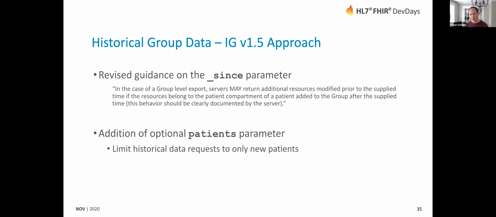But some systems, for example, let's say your bulk data server is doing a query to return all patients who are diabetic. It might not know who's been added to that group of patients since the last time a particular client requested data. And so we also added an optional patients parameter where clients can download a list of all the patients in the group to see who's a patient that they don't have historical data for, and then only request the full data set for those patients while requesting only the resources that have been modified for the other patients.